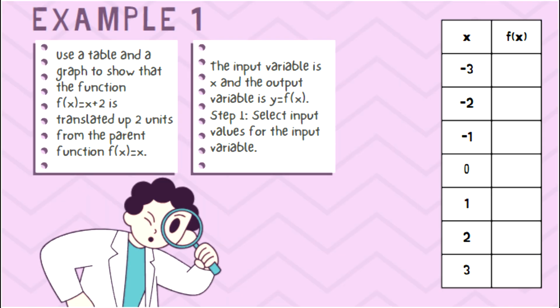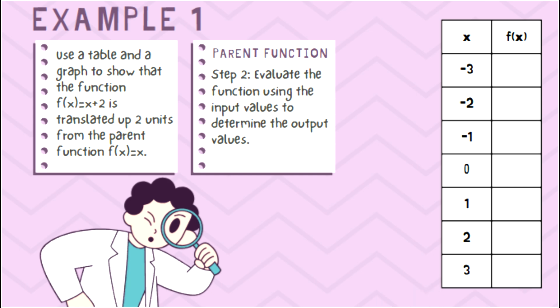So step 1, the input variable is x. Okay, this is our input. The output variable is y equals f(x). f(x) and y are interchangeable terms. Okay, so step 1, select input values for the input variable. These are the values that they selected. Okay, step 2 is evaluate the function using the input values to determine the output values. I had forgotten this. I made this yesterday.